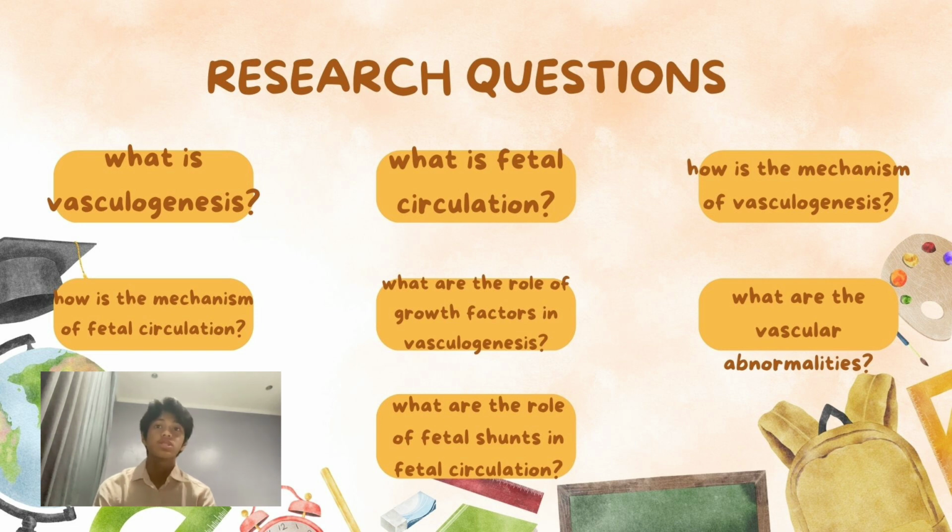What are the research questions for this project? The first one is, what is vasculogenesis? The second one is, what is fetal circulation? The third one, how is the mechanism of vasculogenesis? The fourth one, how is the mechanism of fetal circulation? The fifth one, what are the roles of growth factors in vasculogenesis? The sixth one, what are the vascular abnormalities? And the last one is, what is the role of fetal shunts in fetal circulation?